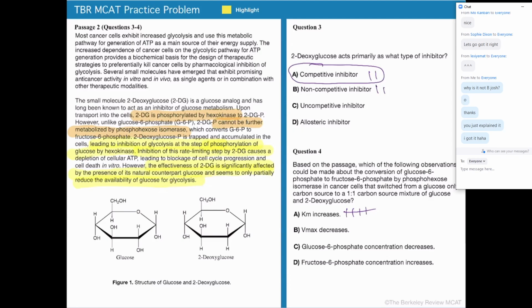Okay, let's go down to question number 4. And this is just to say this is a trick question, okay? Because if you read this, based on the passage, which of the following observations can be made about the conversion of glucose 6-phosphate to fructose 6-phosphate by phosphohexose isomerase? Okay, so this is actually testing your ability to picture glycolysis and the reactions that occur before and after, right?